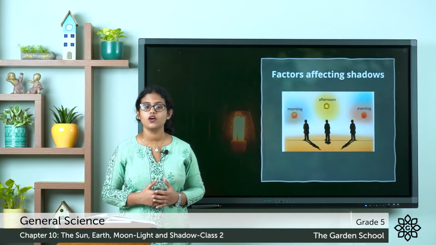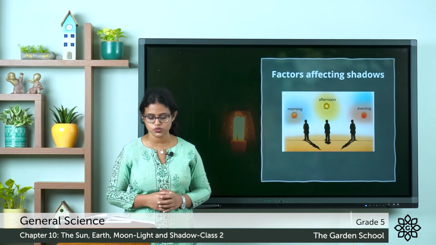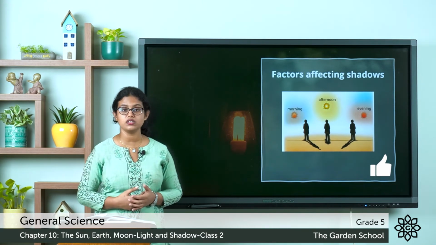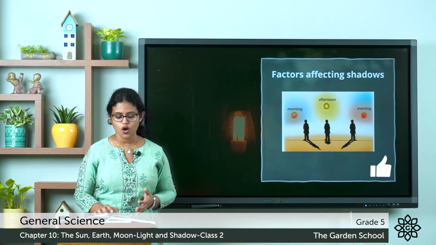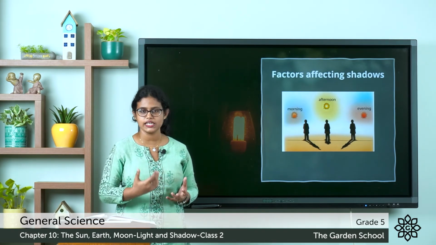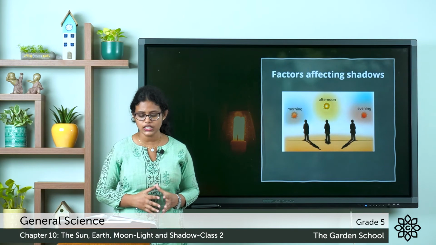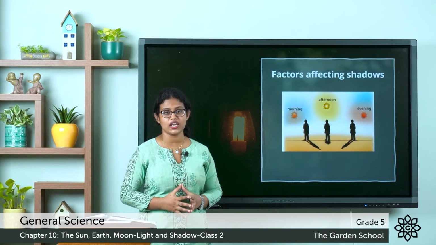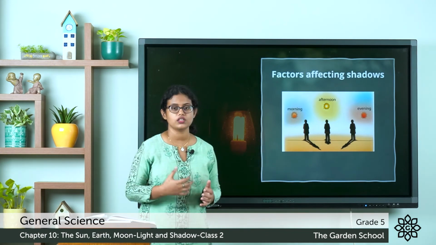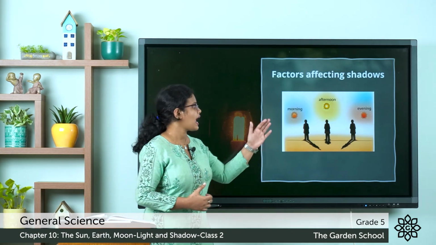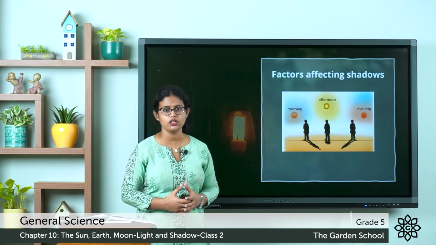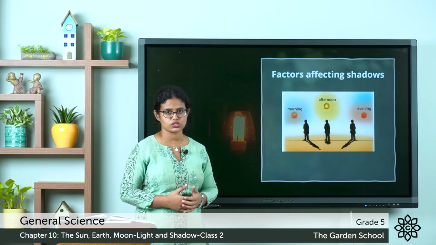Now, let's see factors affecting shadows. So, the size of the shadow depends on the position of the source of light from the object. During morning and evening, the shadows are longer. And during afternoon, that is when the sun is overhead, the shadows are short.